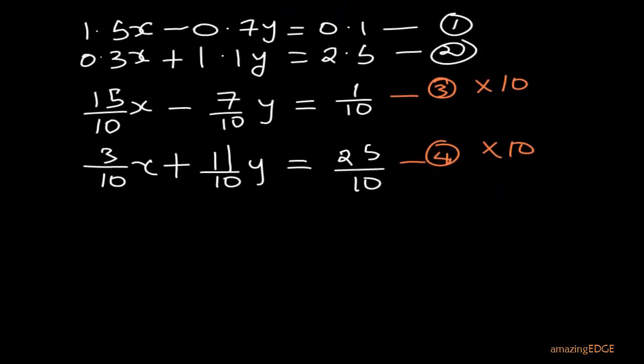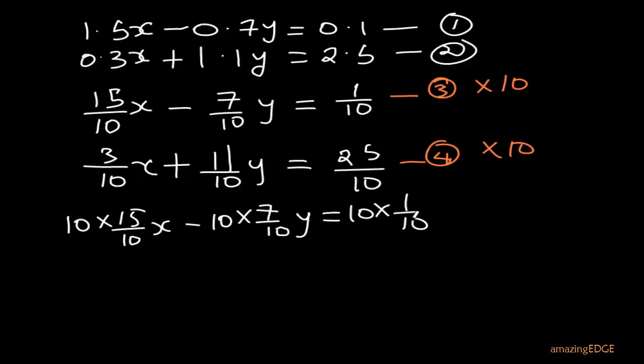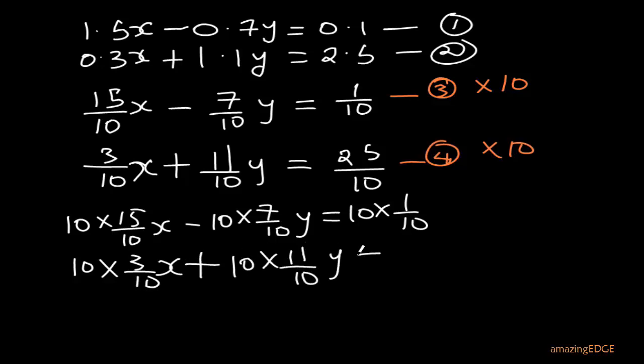So we have 10 times 15 over 10x, minus 10 times 7 over 10y, equals 10 times 1 over 10. Then the other equation is 10 times 3 over 10x, plus 10 times 11 over 10y, equals 10 times 25 over 10. Now everything is in whole number, because each 10 will cancel the 10 in the denominator.